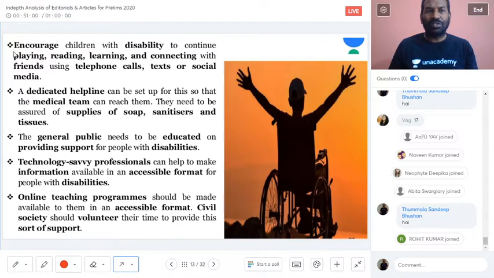And the other one is, we should always keep on encouraging the disabled people to get into the mode of playing, reading, learning, or connecting with their friends. So playing, reading, and learning. Playing is not really taken into consideration because of maintaining social distancing, but we can do all this, even playing, reading, learning, and connecting, through telephone calls, text, or social media, by whatever innovative methods.